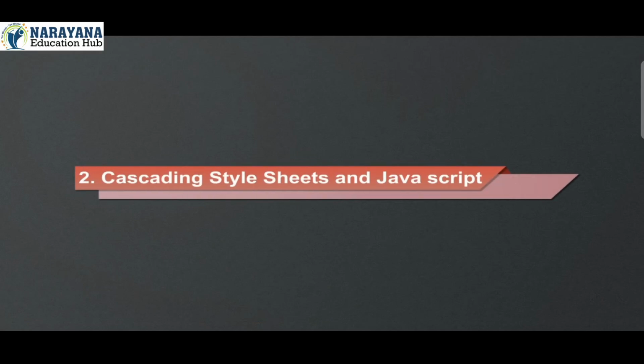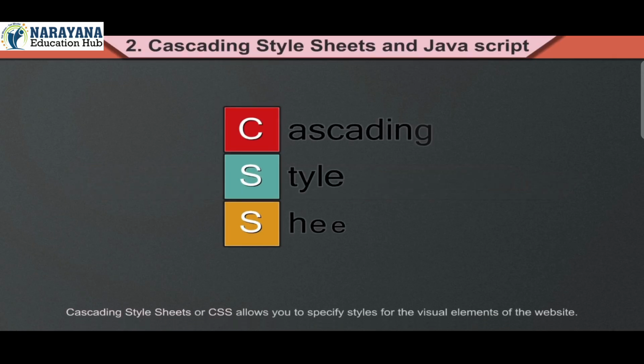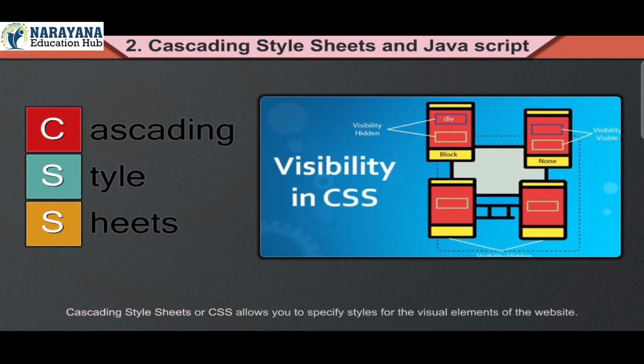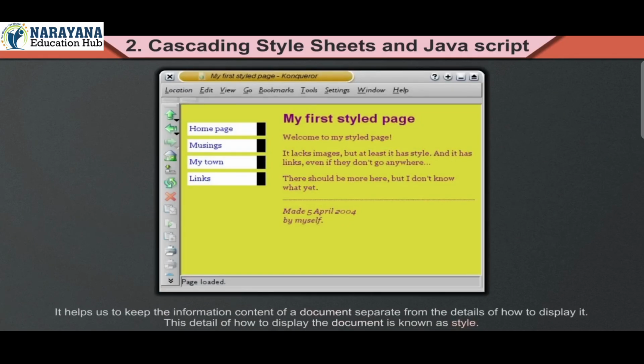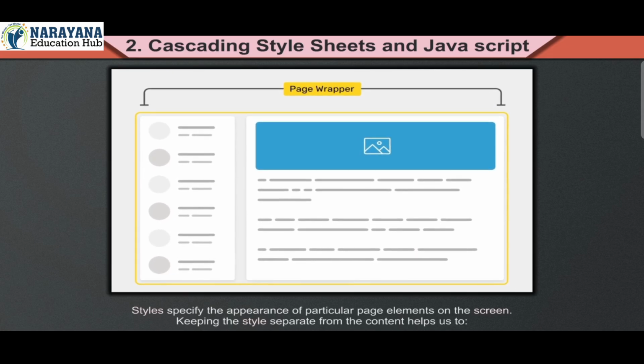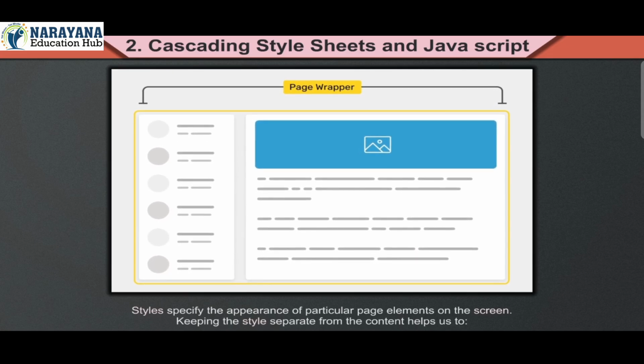Chapter 2: Cascading Style Sheets and JavaScript. Cascading Style Sheets, or CSS, allows you to specify styles for the visual elements of the website. It helps us to keep the information content of a document separate from the details of how to display it. This detail of how to display the document is known as style. Styles specify the appearance of particular page elements on the screen.